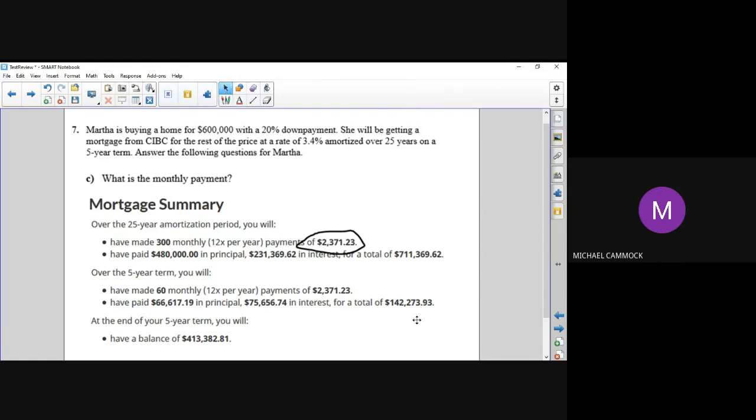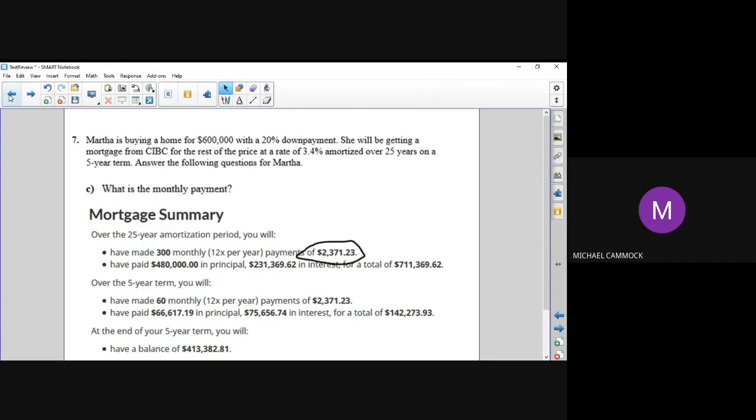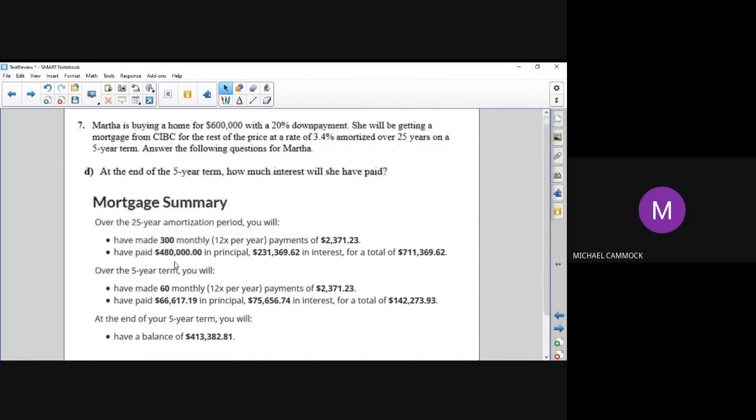So the other question they're asking, same question again, is still Martha buying the $600,000 house, putting the 20% down payment, all the stuff we just talked about. It says... oh, I didn't go too far ahead. What's the monthly payment? Here we go. D, at the end of the 5-year term, how much interest will she have paid? No, it's the same. I didn't change anything. Same mortgage summary. We're now answering a different question.